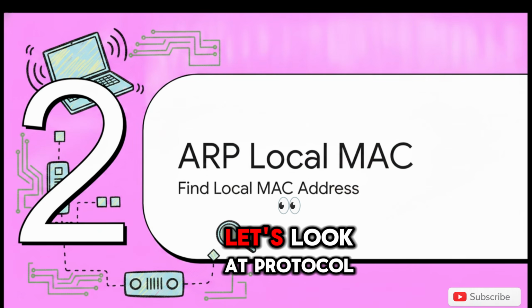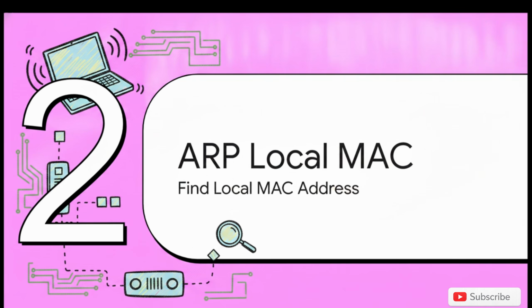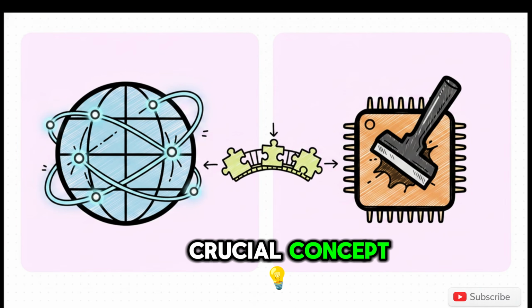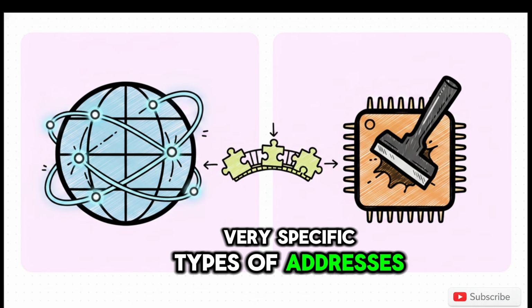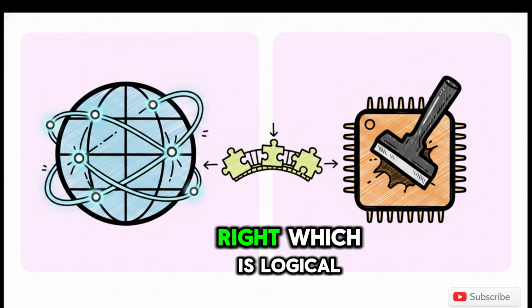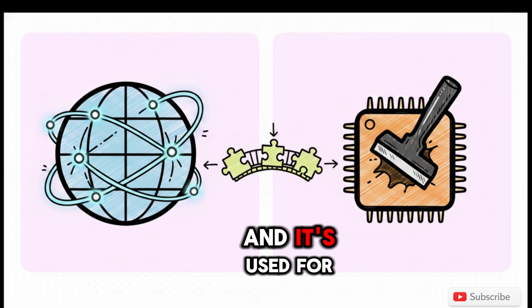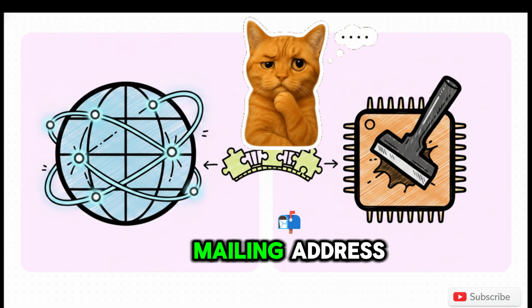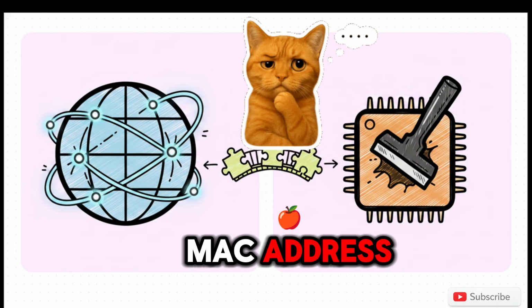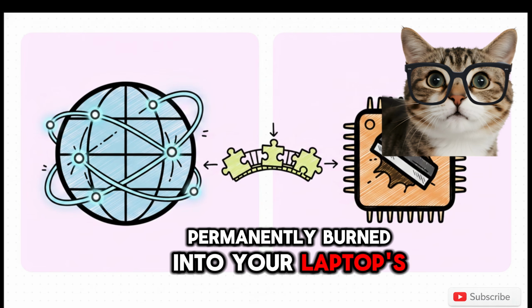Moving right along, let's look at protocol number 2, ARP, Find Local MAC. So here is a super crucial concept. We have to clear up the difference between two very specific types of addresses. You've got an IPv4 address, right, which is logical. It exists at layer 3 of the OSI model, and it's used for end-to-end routing across the entire globe. Think of it like a mailing address. But then you have a MAC address. This is a physical hardware address permanently burned into your laptop's network card.